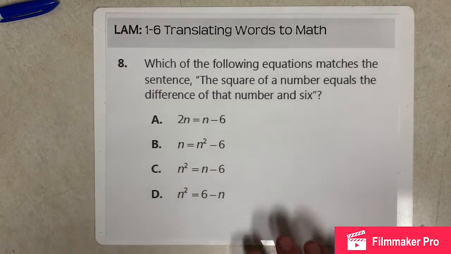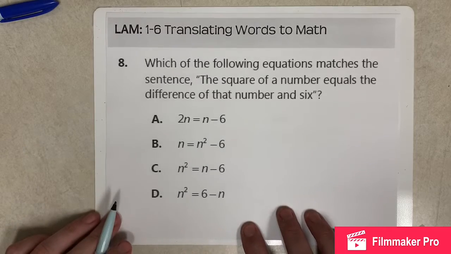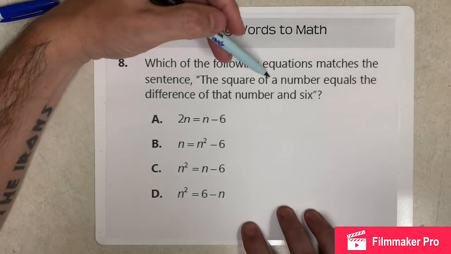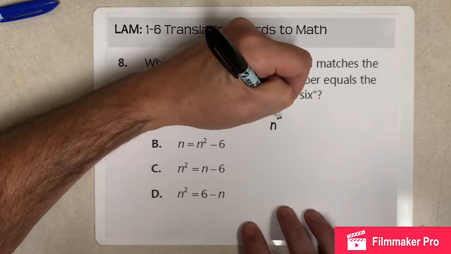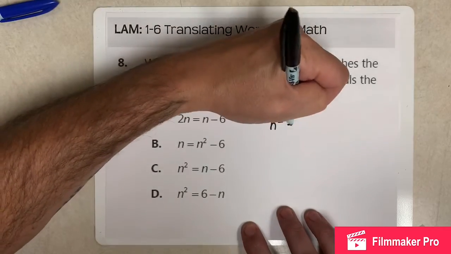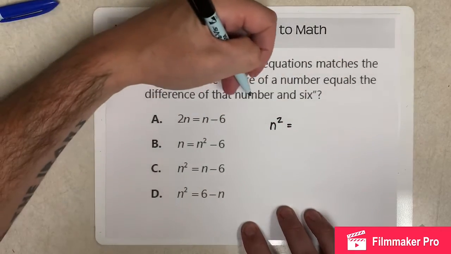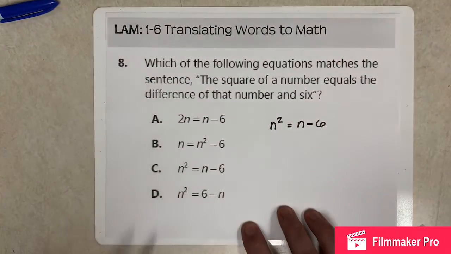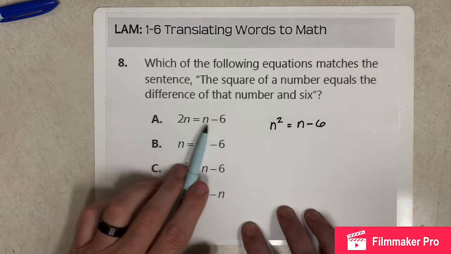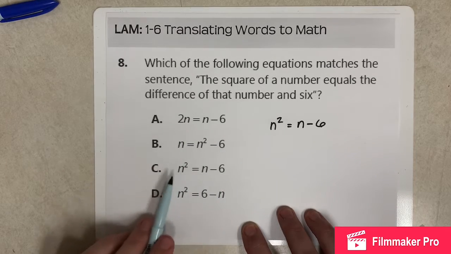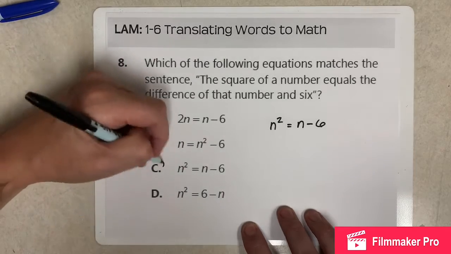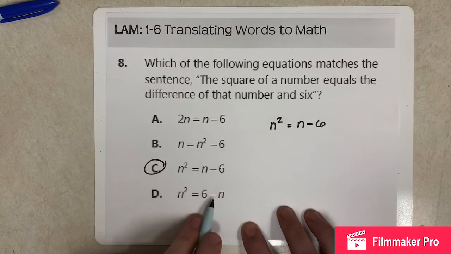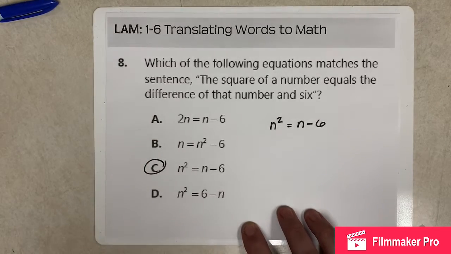Okay, we got the square of a number equals the difference of that number and 6. So the square of a number, that would be n squared, equals the difference of that number and 6. So n minus 6. Let's take a look. Do we see this anywhere? Not this one, not that one. That one looks good. This one's close, but the 6 and the n are switched. And so we don't want that one. We don't want D.